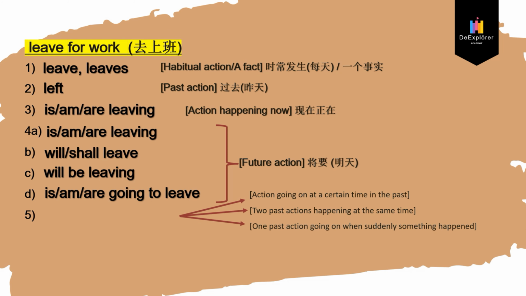Number 5 can be used for action going on at a certain time in the past, or 2 past actions happening at the same time, or 1 action going on when suddenly another happened. 刚才正在. Usually we talk about 刚才正在, 两个动词一起发生, 还是一个正在发生, 突然间另外一个发生的时候, we use past continuous tense. So past continuous tense, was were, go with ing form. So was were leaving.